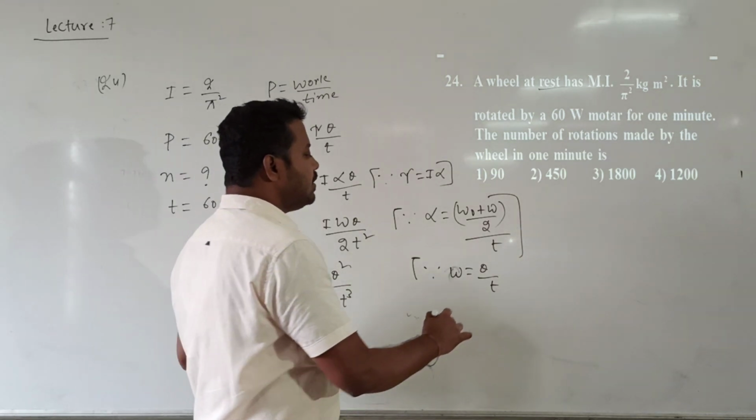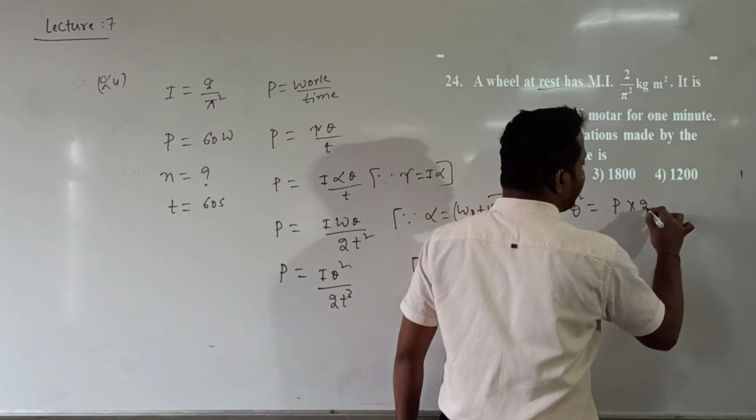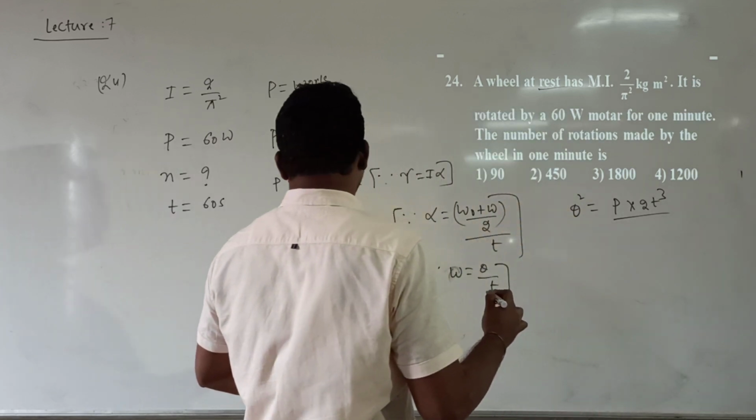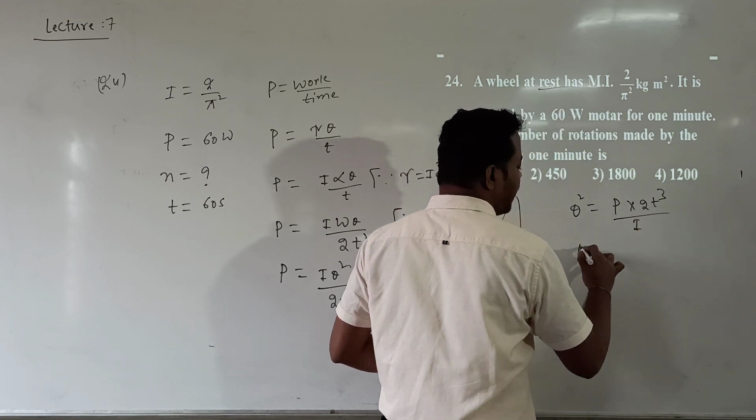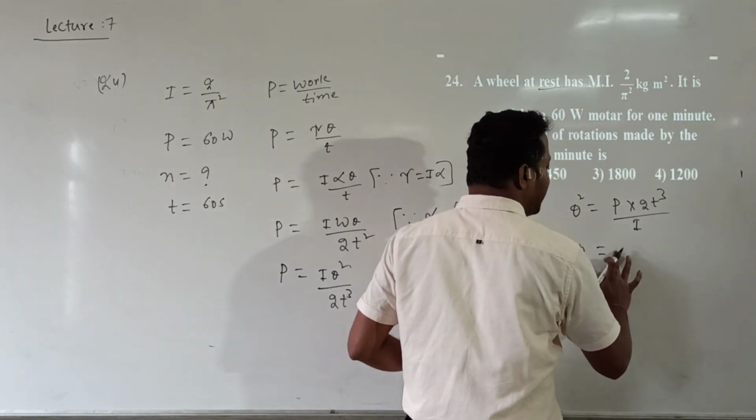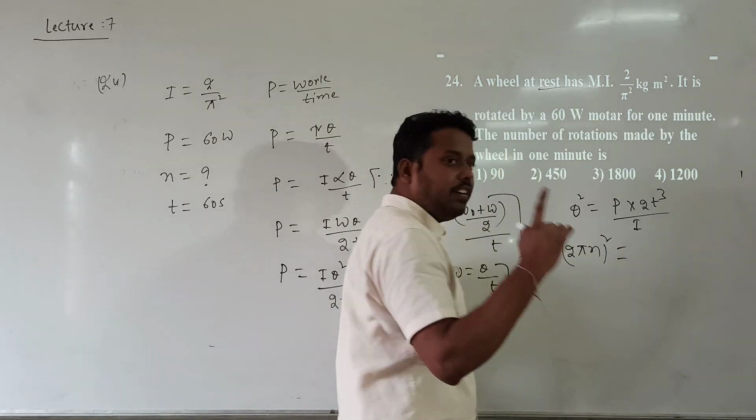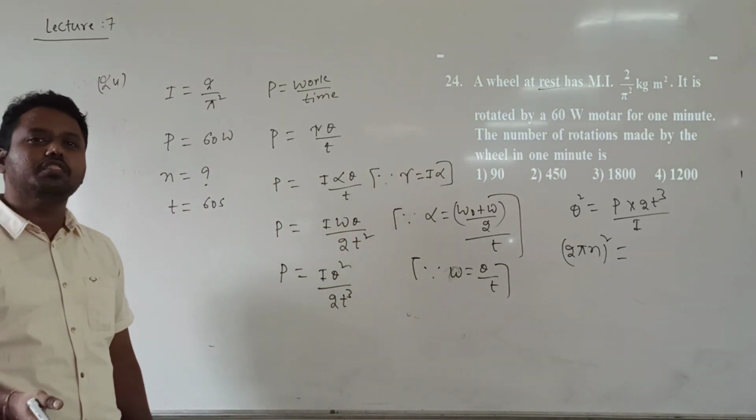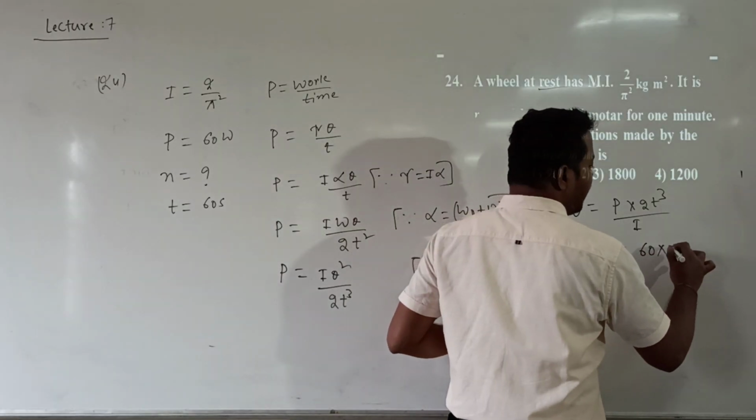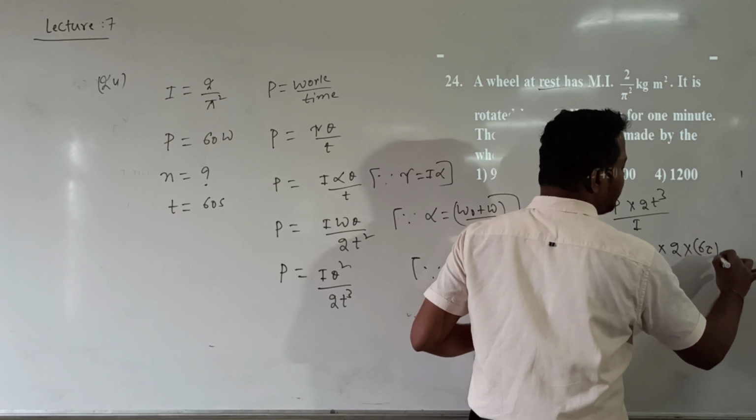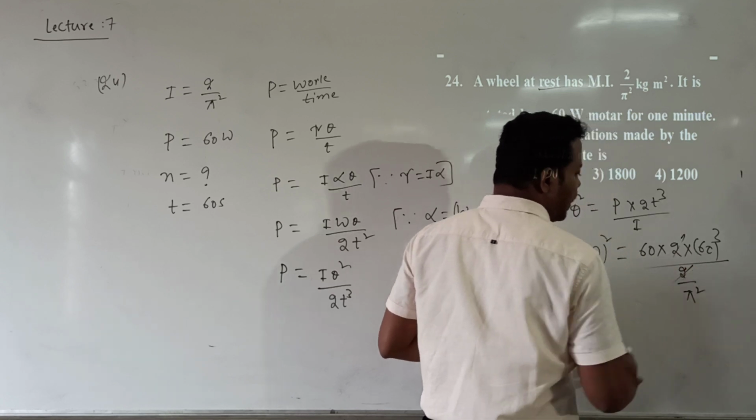Understood? From this, what is the value of theta square? Theta square is equal to P into 2 into t cube divided by I. So substituting the values, theta can be written as 2 pi into n, whole square. If the particle completes one rotation, theta will be 2 pi; for 2 rotations, 4 pi; for n rotations, 2 pi n whole square will be equal to P value 60, into 2 into t cube, 60 whole cube, divided by I value, which is 2 divided by pi square. The 2 cancels.